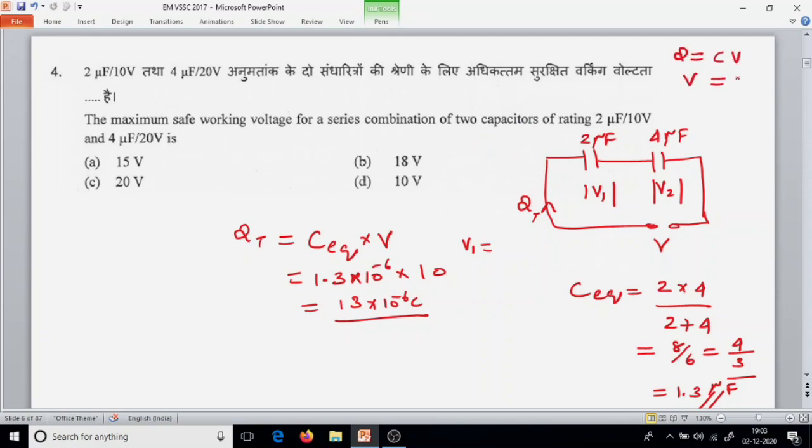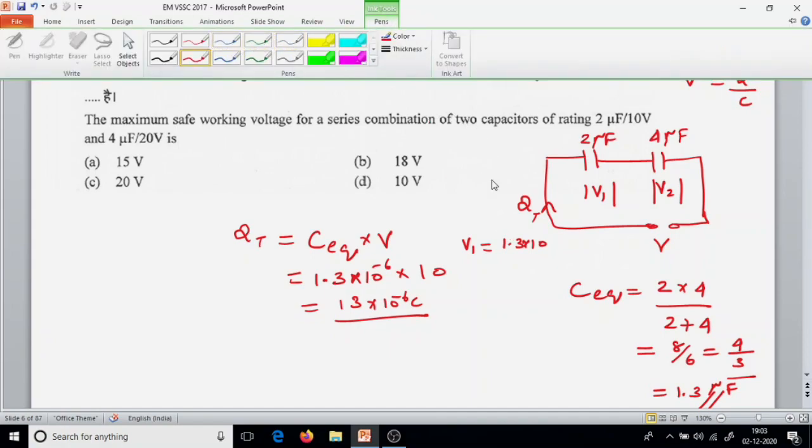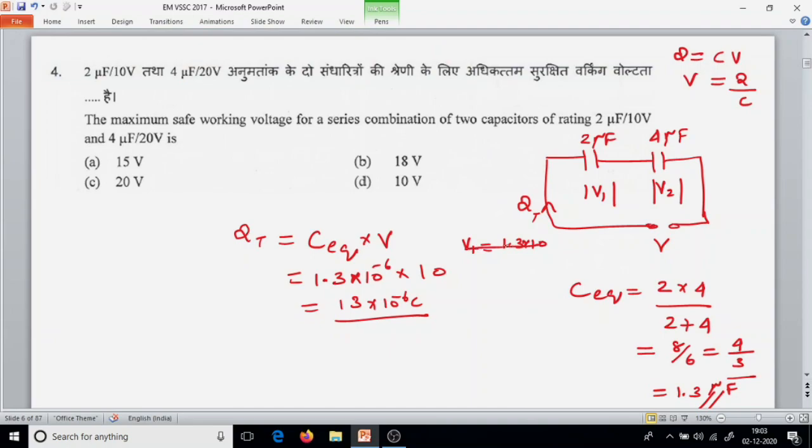From here, V equal to Q by C. Now, what is Q? Q we already got for the 10 volt, that is 13 into 10 to the power minus 6 coulomb. V1 equals 13 microcoulomb divided by the capacitance, 2 into 10 to the power minus 6. So this will cancel. We will get 6.5 volt.